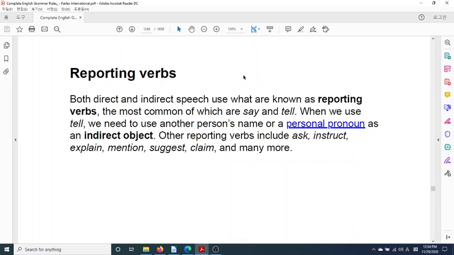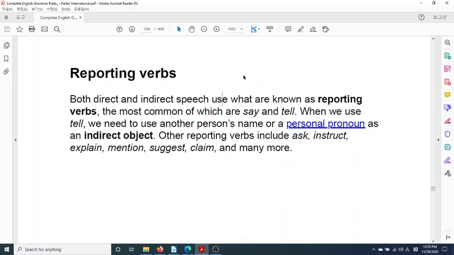Both direct and indirect speech use what are known as reporting verbs. To report means to say what someone else has said. The most common of which are say and tell, right? When we use tell, we need to use another person's name or a personal pronoun as an indirect object. Tell me why. Tell Susan.